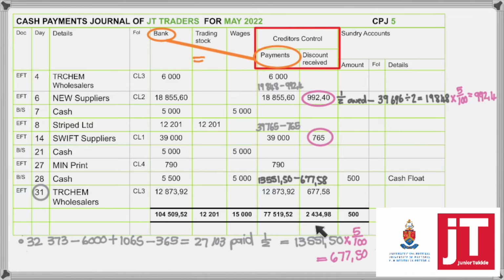So except for the discount. Why? Because discount was an amount that we paid less for, but it's not a physical cash amount. So the 500 plus the 77,519.52 plus 15 plus 12,201 gives you the 509.52. And if you add from the top down, you should get the same amount.